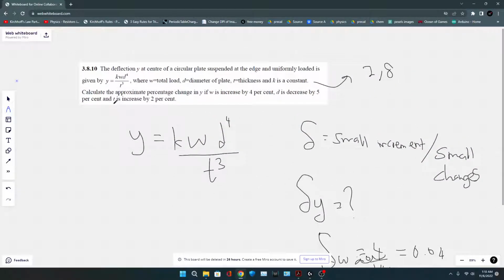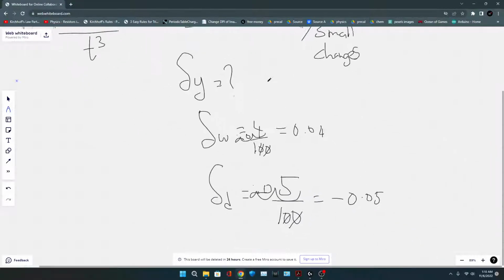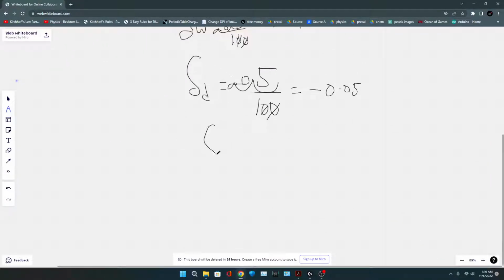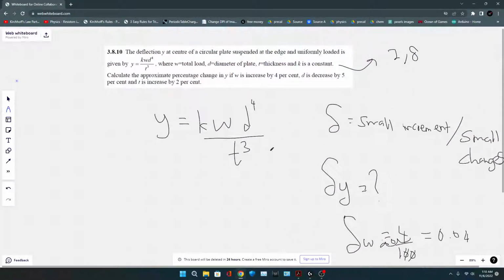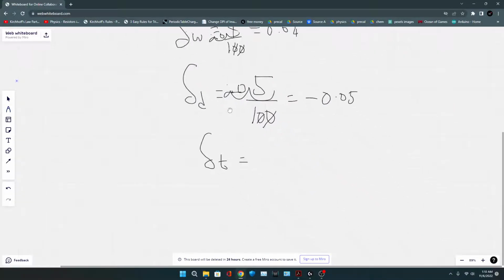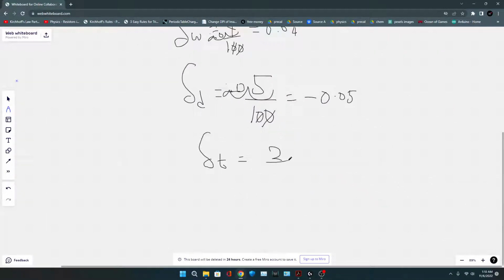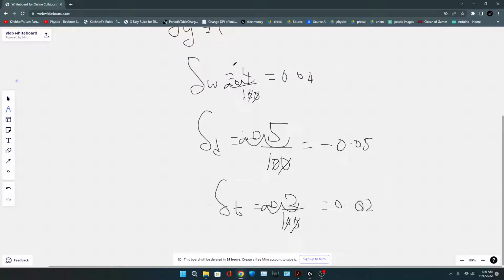Betul lagi satu dia cakap, T is increased by 2%, maknanya a small increment of T. Dia cakap increase, maknanya positif lah. Kalau increase maknanya positif by 2%. 2 out of 100. So 1, 2, we get 0.02. So these are the small increment of W, D and T respectively. Ni W, ni dia punya increment. D, ni dia punya increment. T, this is the small increment.